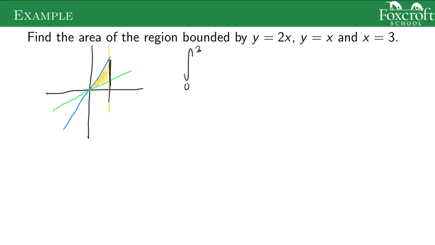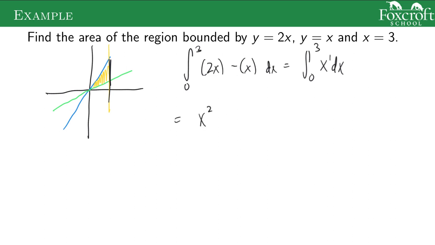The top function is that blue one, 2x. I'm going to subtract off the bottom function, x. And all of that is dx, because we're going to do an antiderivative with respect to x. All right, here, before we do our antiderivative, we can actually simplify a bit. 2x minus x is just x. Then we do our antiderivative.